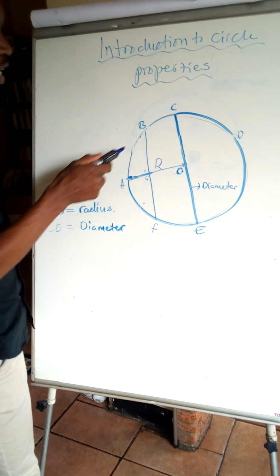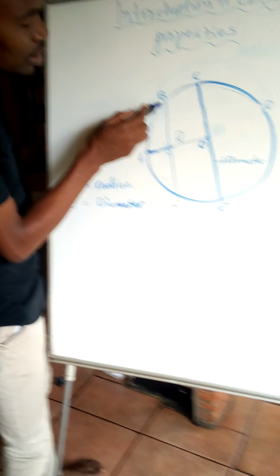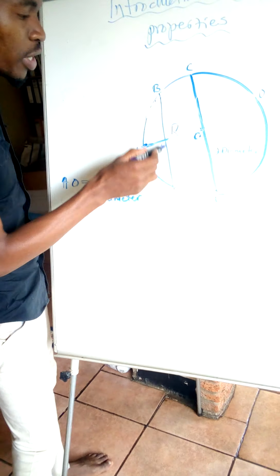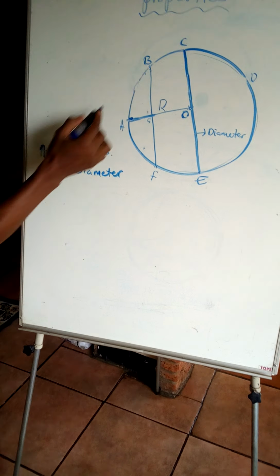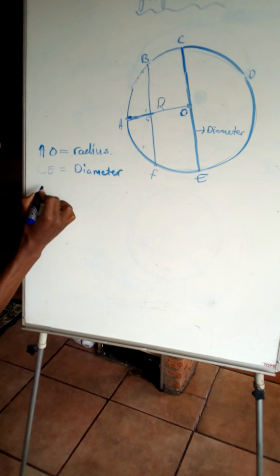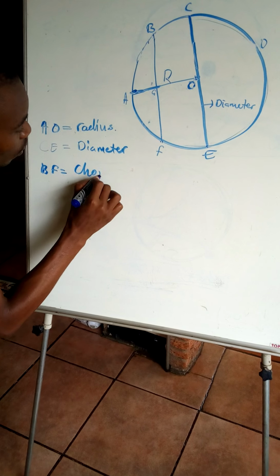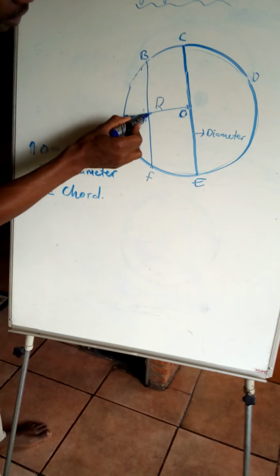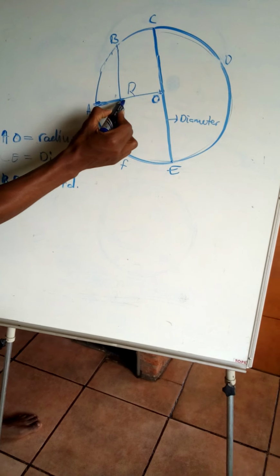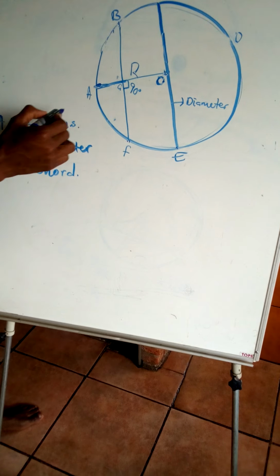Now, if we have another line, line BF, notice that this line cuts the radius at point G. Okay, so this line that cuts the radius at point G is called the chord. The chord. So BF is the chord. Okay, so notice that this line cuts the radius at 90 degrees angle. So this angle here is 90 degrees.